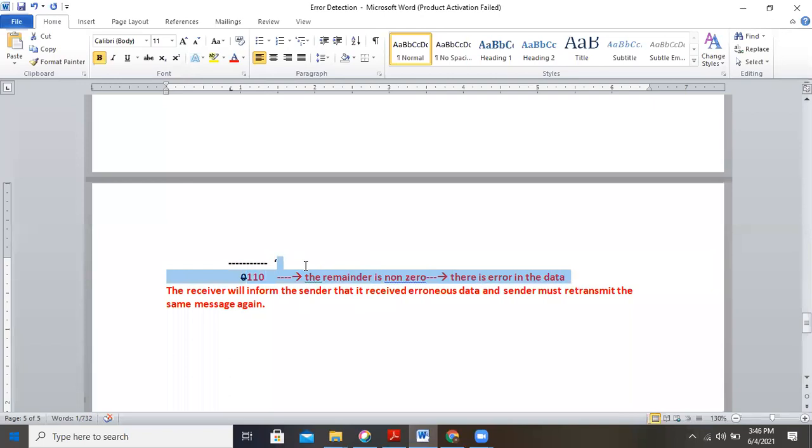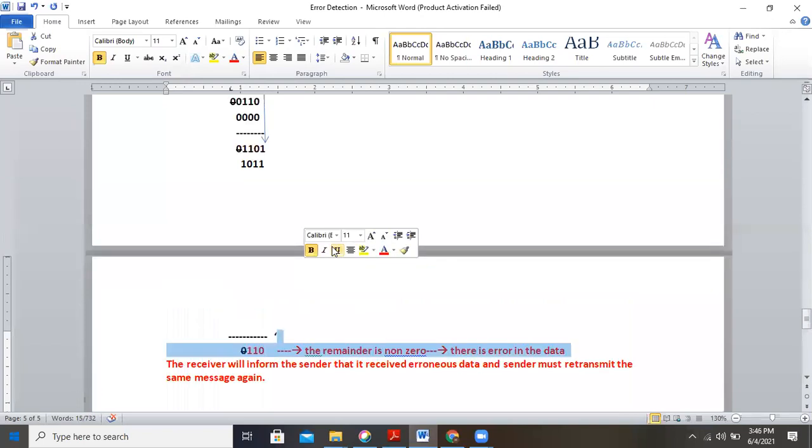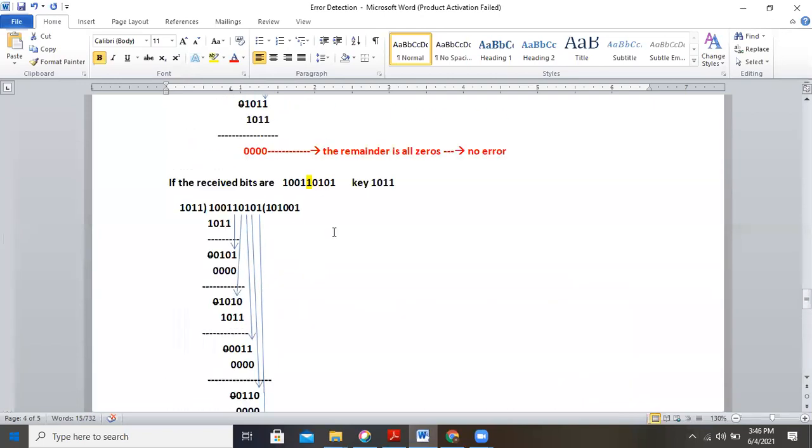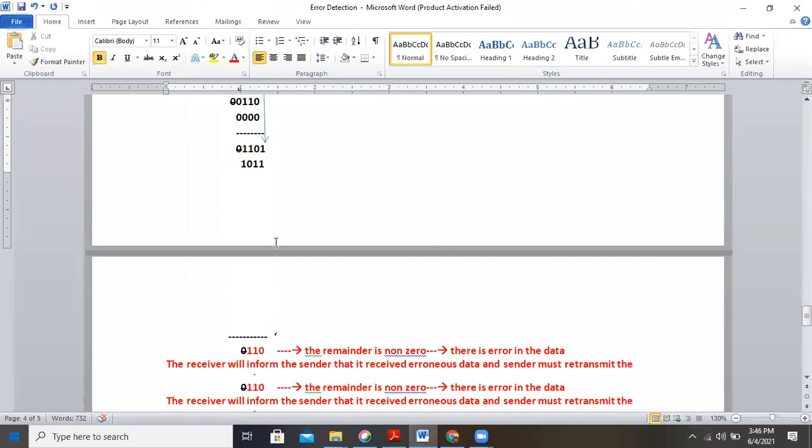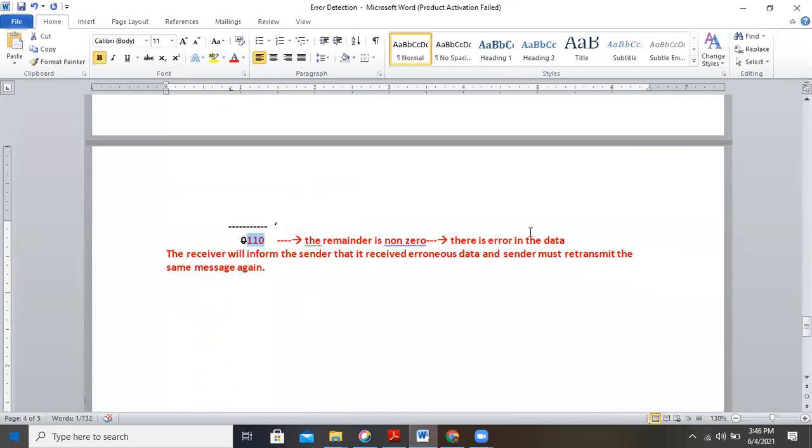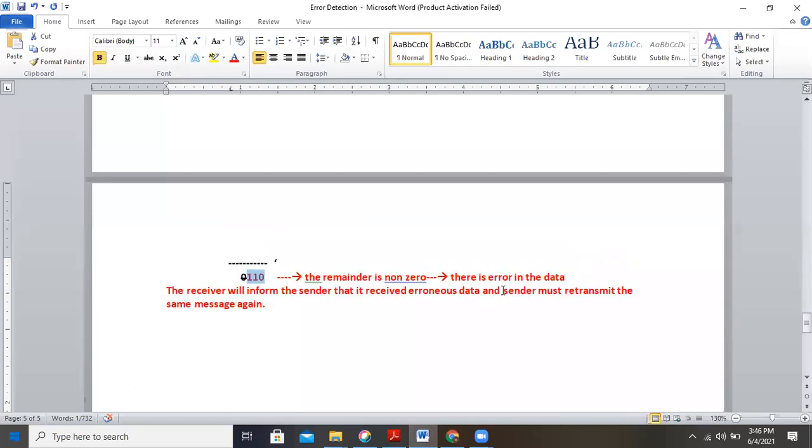Okay. So this is a very simple operation. It is simply checking with division. So at the receiver, if the remainder is 0, there is no error. If the remainder is non-zero, there is an error. If there is an error, then the receiver will inform the sender that there is an error in the message. You please retransmit the message again. Okay. So in this way, the CRC can be used to detect the error.